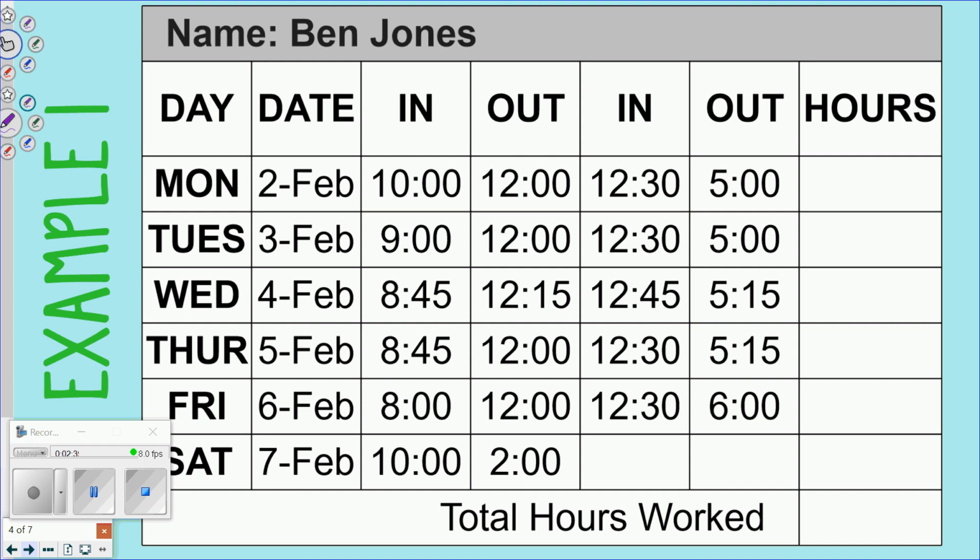So for Monday, February 2nd, we have an in and out and an in and out. Why would you have 2 in and outs? Good. You've got a lunch in between there, right? You get that half-hour lunch break. All right, so for me personally, when I do these, I go one chunk and then the other chunk, and then I add them together. That's the way I do it.